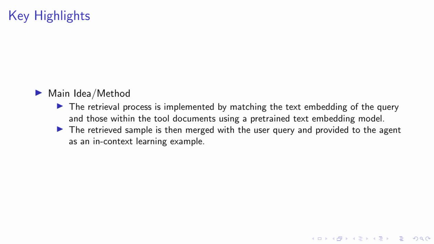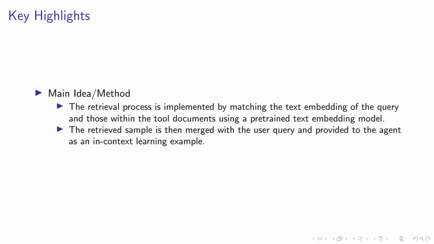Moving on to the key highlights of our method, let's delve into the retrieval process. This process is a crucial part of our approach. It works by matching the text embedding of a user's query with those within our tool documents. This matching is done using a pre-trained text embedding model. Now, you might be wondering, what happens after a match is found?